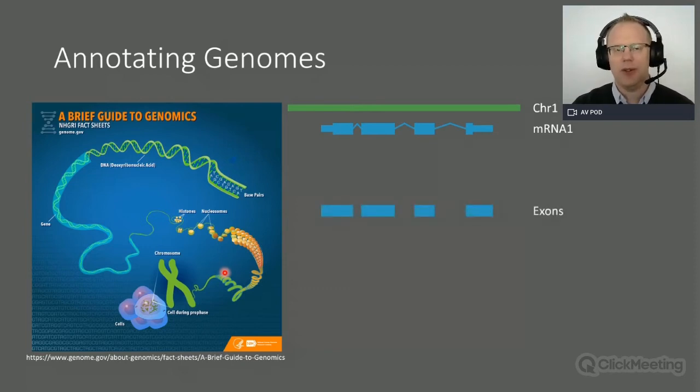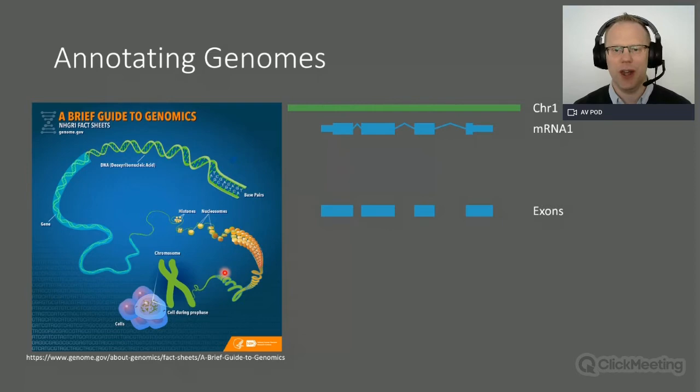Now, when we think about annotating genomes, what we're doing is we're annotating features, that is chunks, coordinate ranges on the chromosome. That is something that lies on a given chromosome with a start position and an end position. So it's a range.